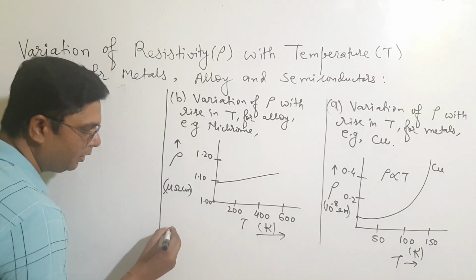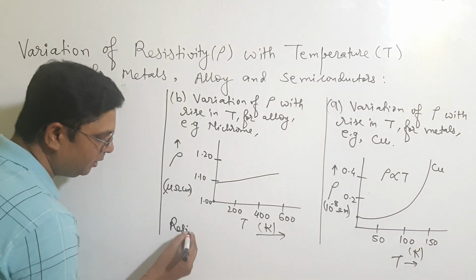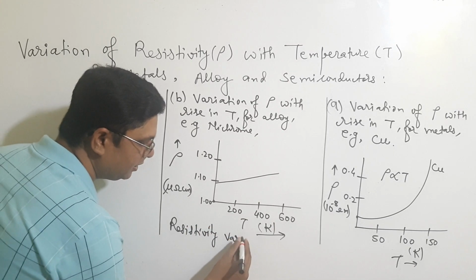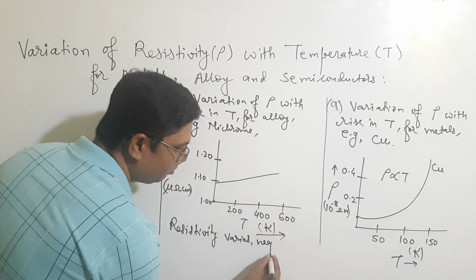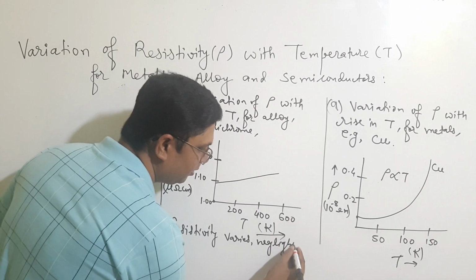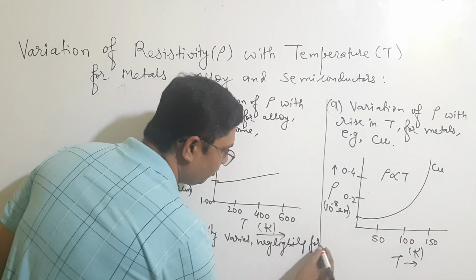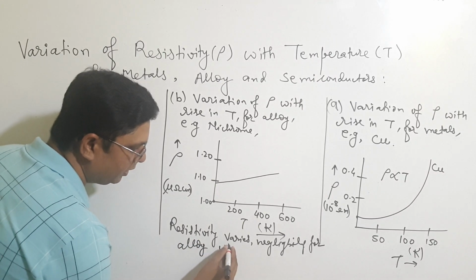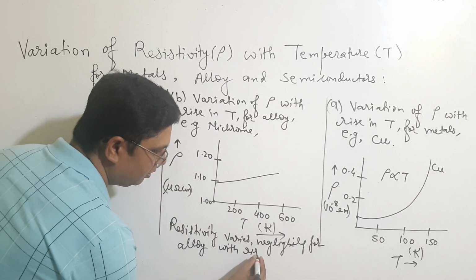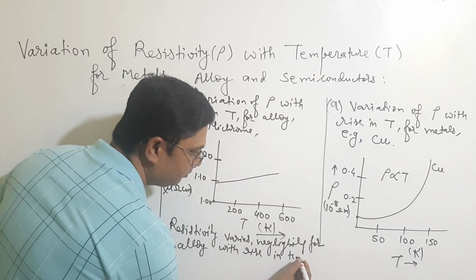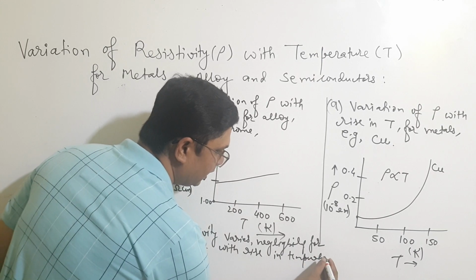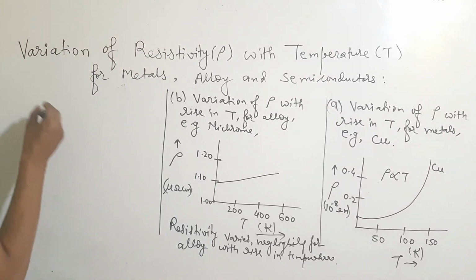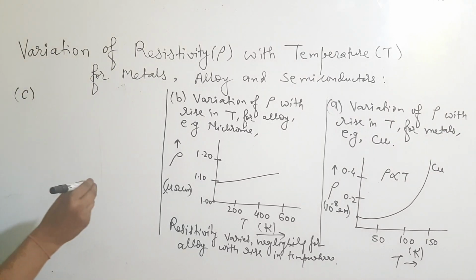Resistivity varies negligibly for alloy with rise in temperature. But what about in the case of semiconductor?